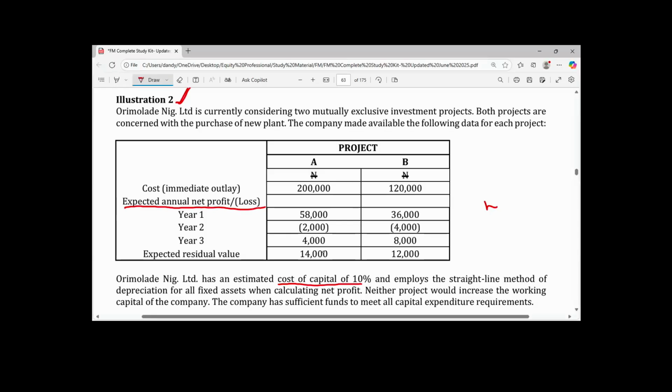But in this question, the examiner did not give you cash flow. You are given expected annual net profit or loss. You don't use profit or loss to calculate NPV, internal rate of return, or payback period. So we need to convert this profit or loss to cash flow. All right, so that is what is hidden in this question.